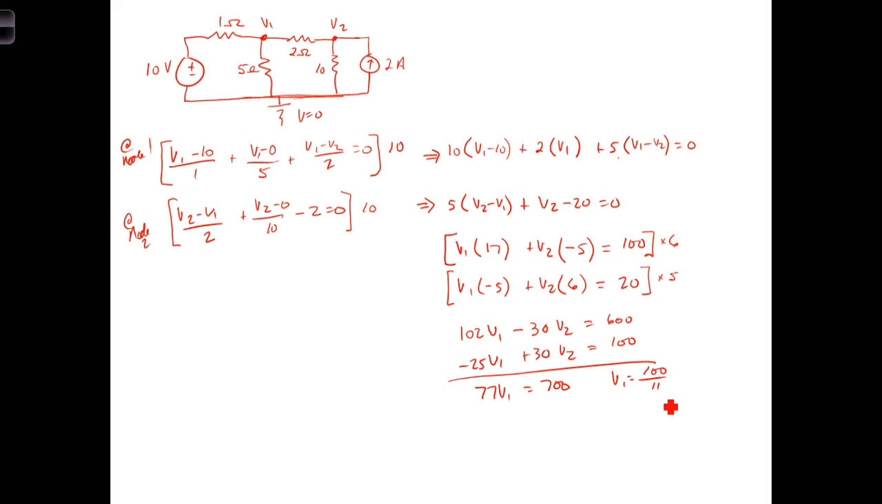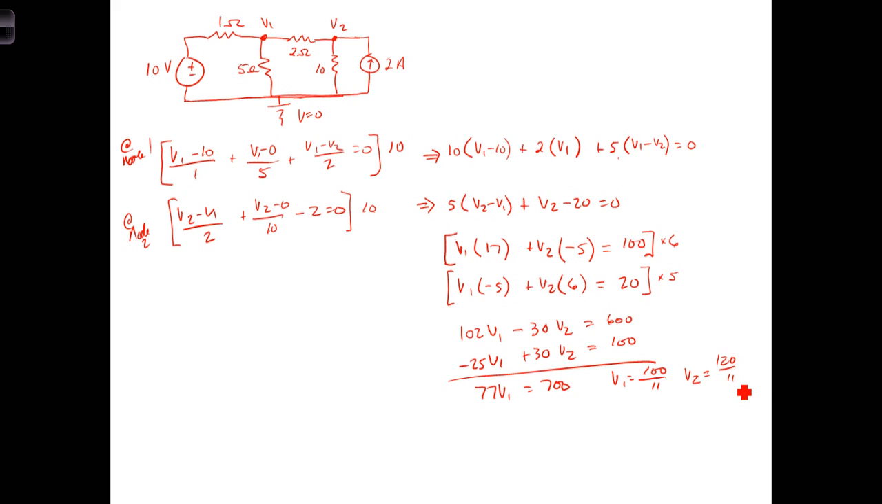Now take that V1 value and plug it into any of the equations that have V1 and V2, and you can then solve for V2, which is equal to 120 over 11. Period, end of story there.